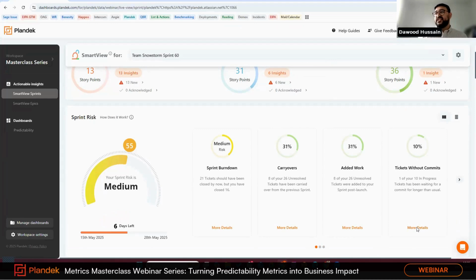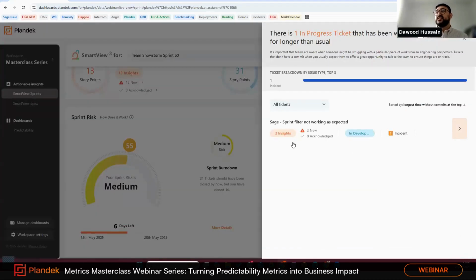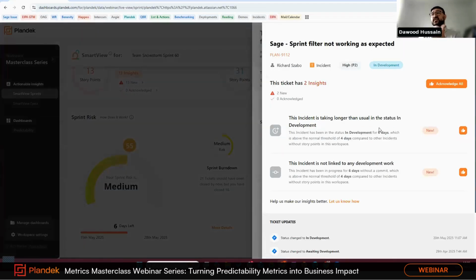But we can see here tickets without commits. If I click on more details, I can see the ticket that this is being brought up against, and I can see there are 2 insights here. The first is that the incident is taking longer than usual in the status In Development. The incident has been in development for 6 days, which is above the normal threshold of 4 days compared to other incidents without story points in this workspace.